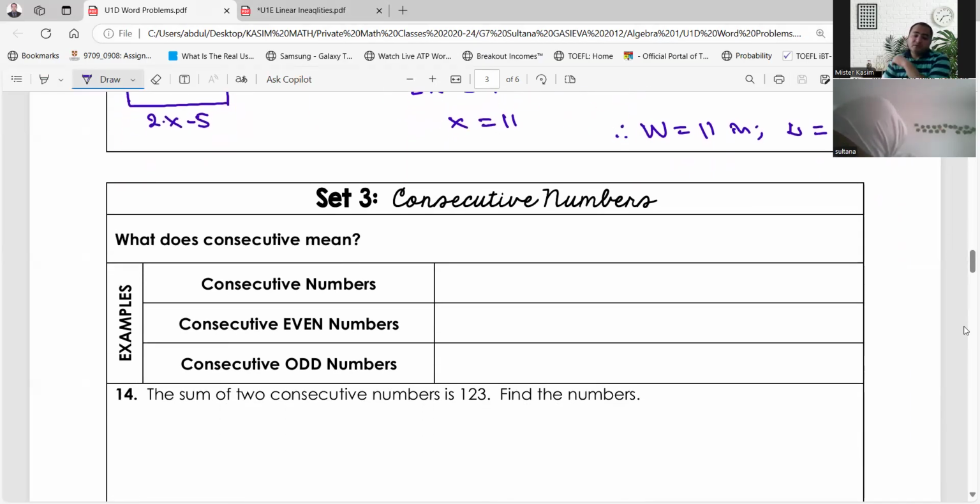Now, Sultana, let's solve some questions related to consecutive numbers. Okay? What does consecutive mean?